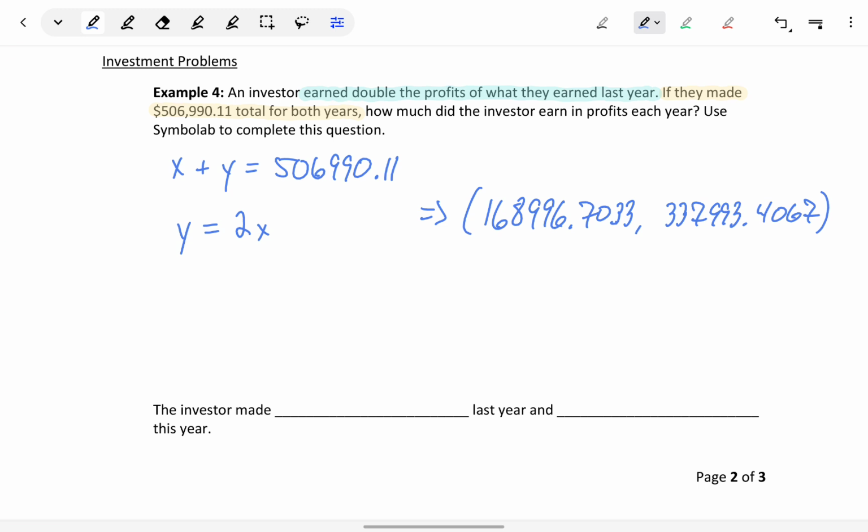So that would tell us that the investor made x amount of money last year and y amount of money this year. Rounding these values naturally to 2 decimal places, since we're talking about money, would tell us that they made $168,996.70 last year, and this year made twice that, which would be $337,993.41 approximately.